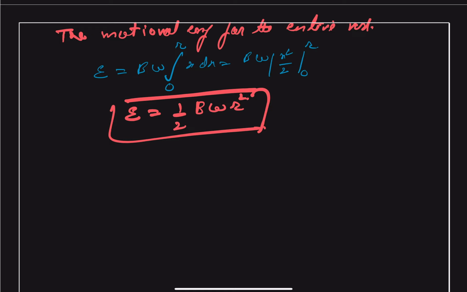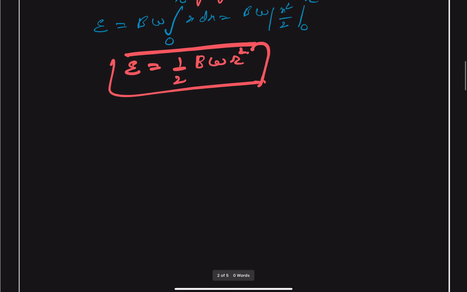Now we can solve for part B. In part B, it is said that the switch is closed.